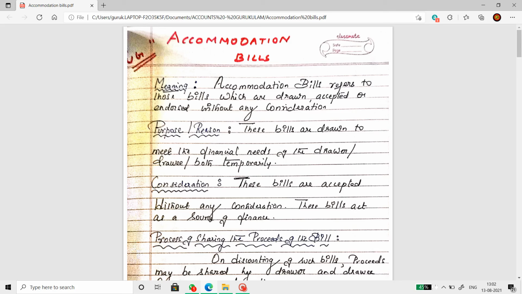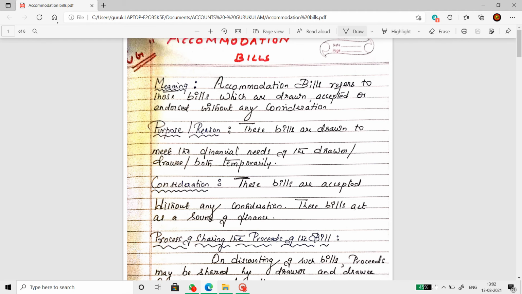Good afternoon, everyone. In today's class, we are going to see accommodation of bills. Accommodation of bills is a UG portion. The basic concept of this chapter is learned in 11th grade under the name Bills of Exchange. Accommodation of bills is important for CA aspirants, CMA, and ICWA students. So let's get started with the theory notes.